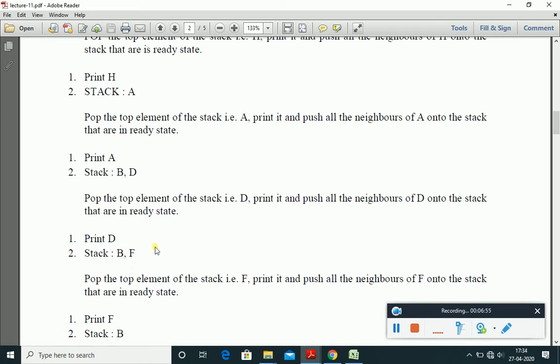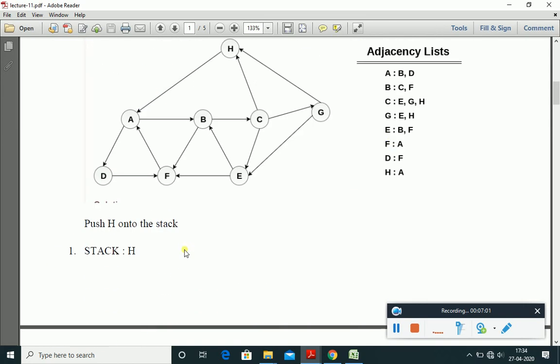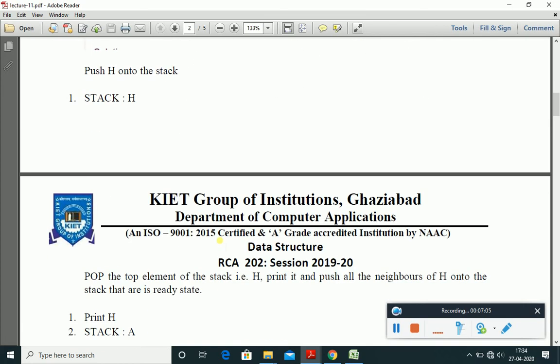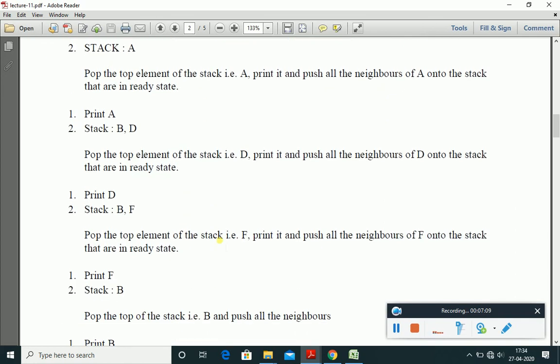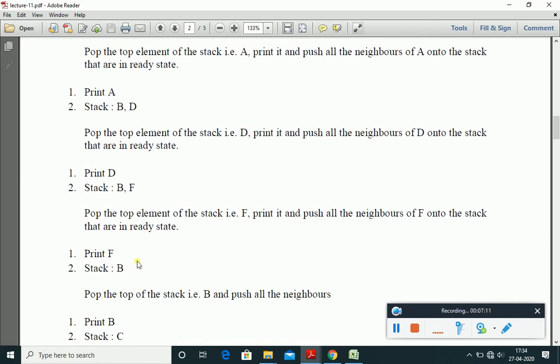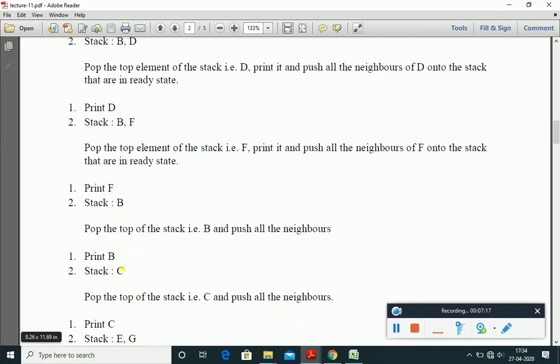Now we are taking F out from the stack and finding its neighbors. F's neighbor is A. A is a vertex which is already discovered and already finished, so there is no need to push A again. So we need to pop the vertex which is at the top of the stack. This is B. We are popping B and finding its neighbors.